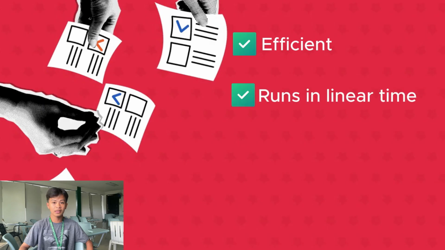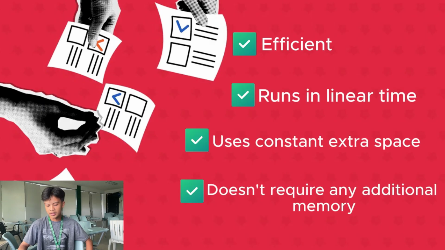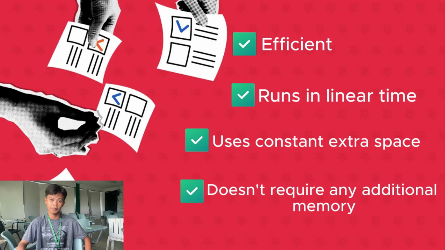It runs in linear time, meaning it goes through the list just once, and uses constant extra space, which means it doesn't require any additional memory regardless of the input size. We'll look at how it works, walk through Java code, and understand why it's so effective.